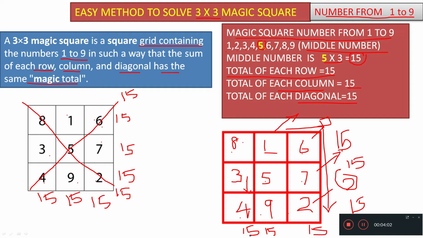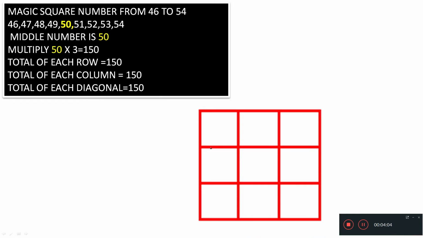Now we will see the second example. Here the numbers are from 46 to 54. First, as per the rule, you should write the numbers in order: 46, 47, 48, 49, 50, 51, 52, 53, 54. What is the middle number? 50 is the middle number.